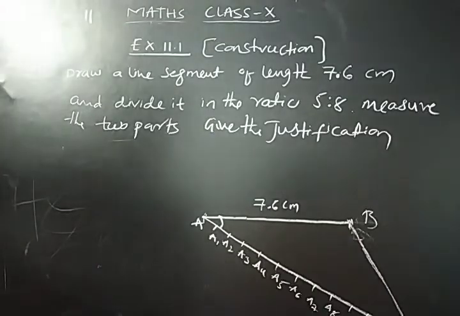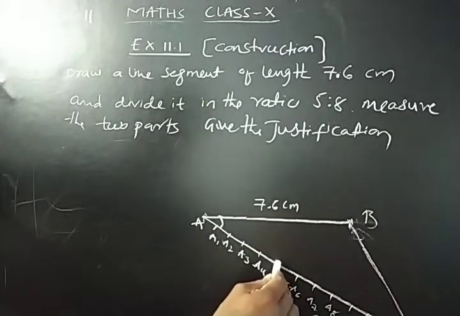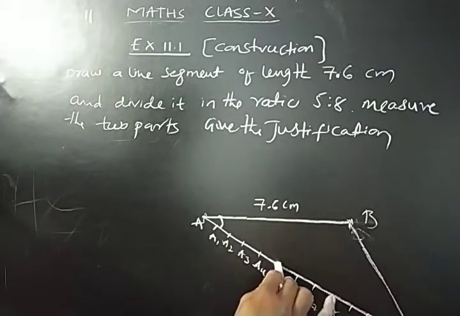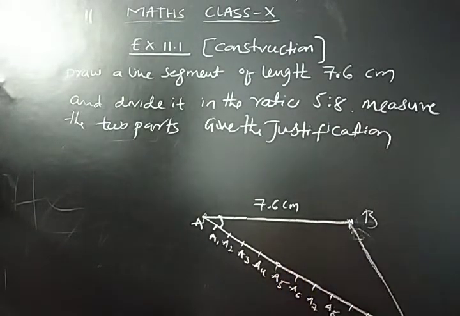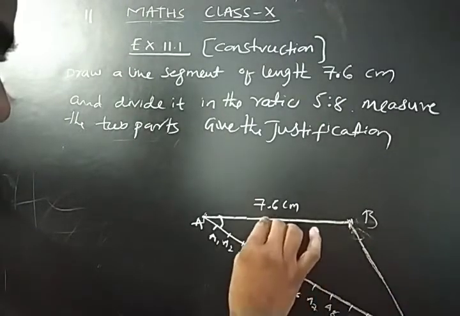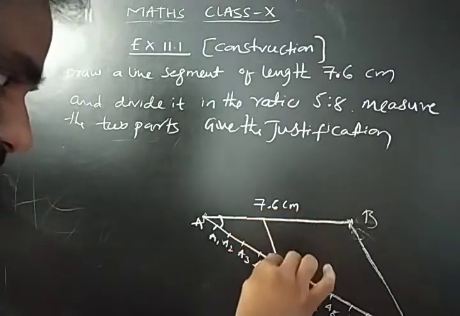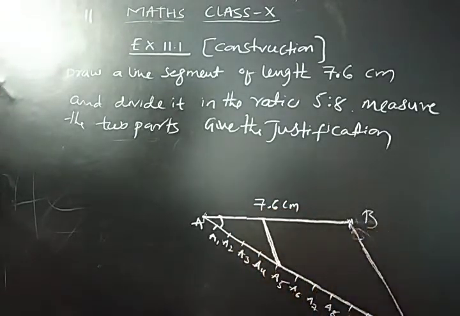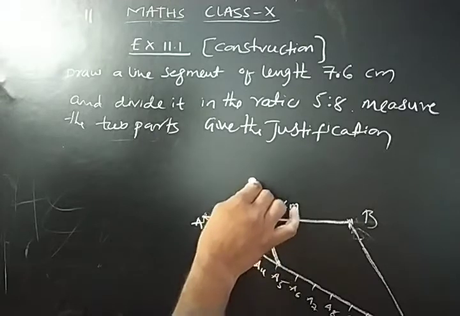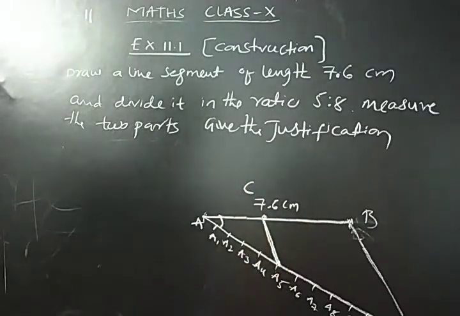So we have to divide this into the 5:8 ratio. I already joined the 13th point, so we have to divide this line into 5 parts and 8 parts. We take the point at A5. Through A5, draw a line parallel to BA13. If you draw a parallel line through A5, parallel to BA13, it will intersect the given line segment at some point. Say that point is C.